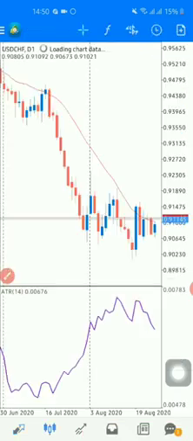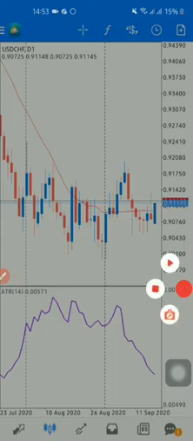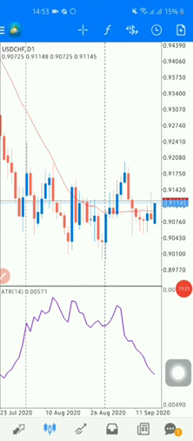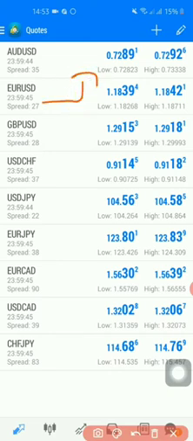Now we have negative correlation. If this one is moving up, this one is moving down. Again, a pair like Euro USD moves the opposite way of USD CHF. If this one is going up, this one will be coming down.